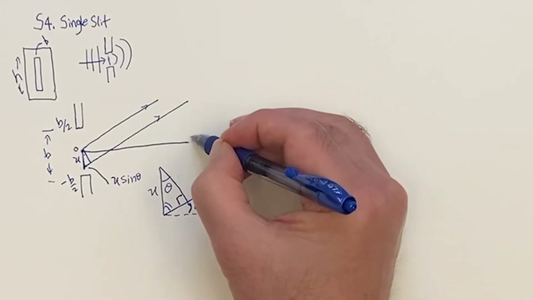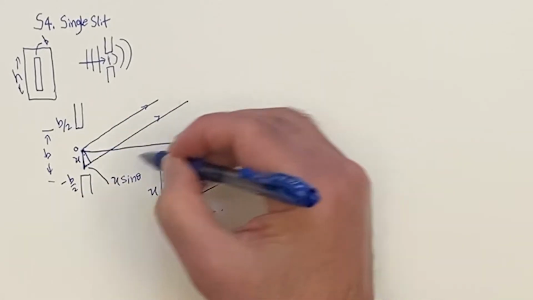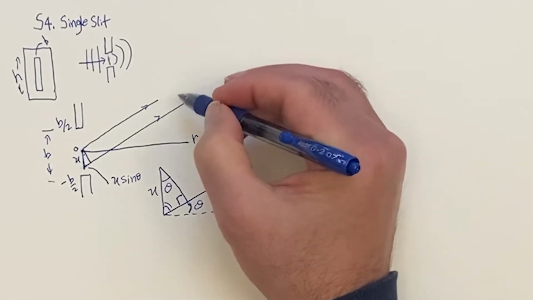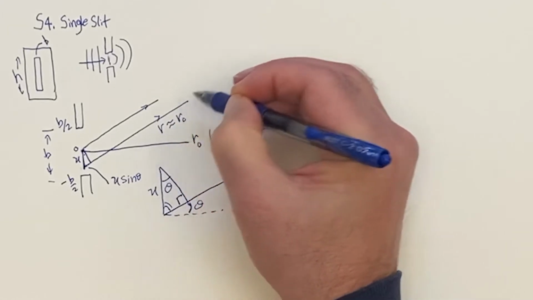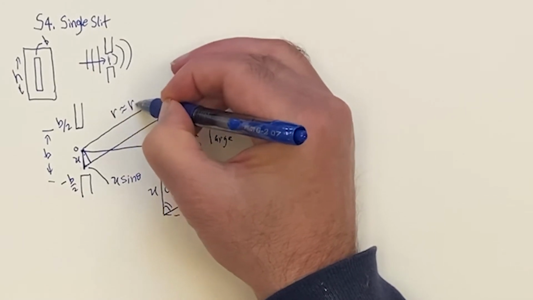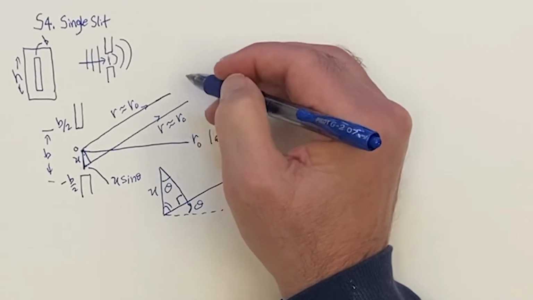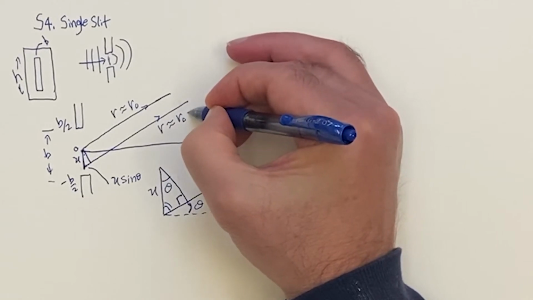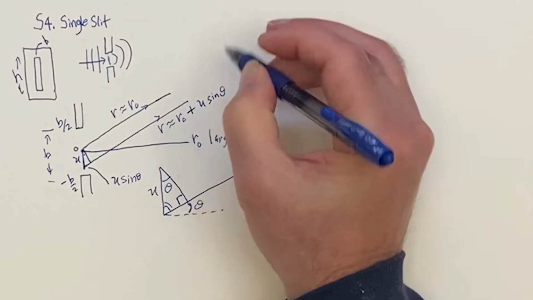So we're going to take this to be R naught going along the axis, and that's going to be very, very large. And then here, this is going to be approximately R naught. So these are going to be approximately R naught, but we've got to be careful that down here, we're going to add the U sine of theta.